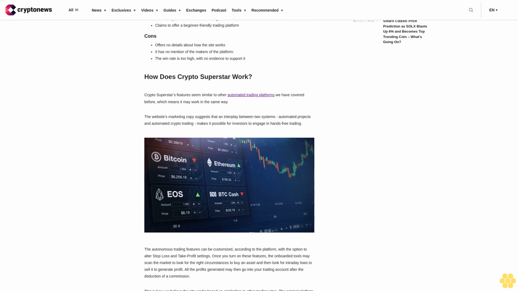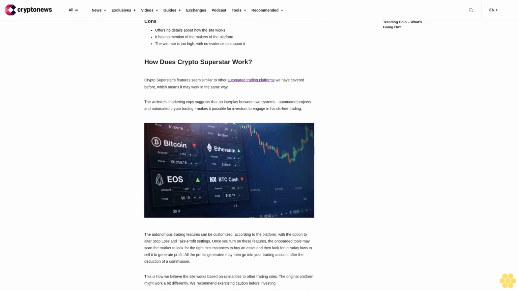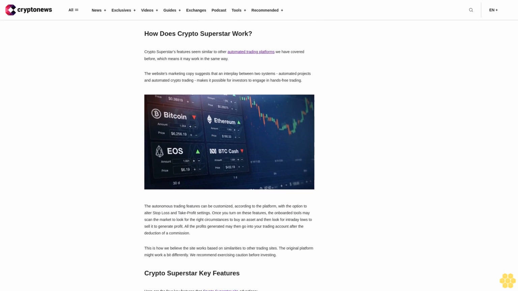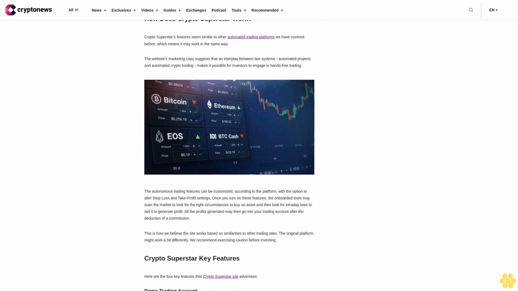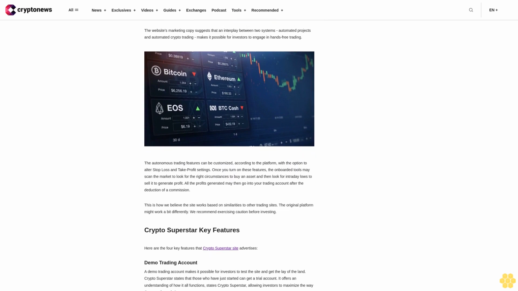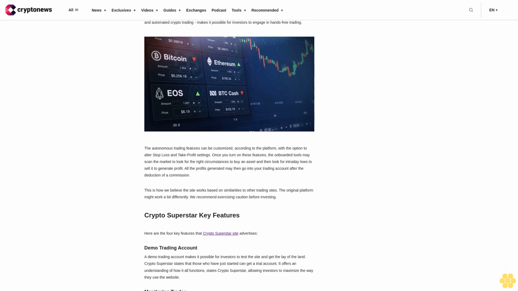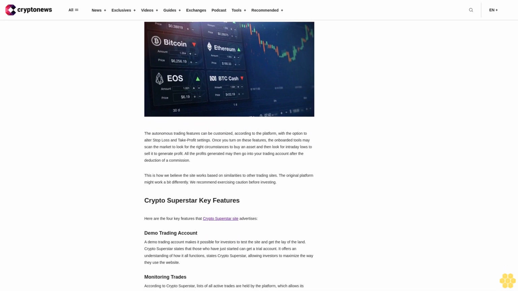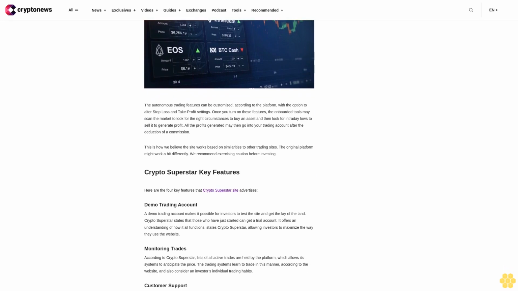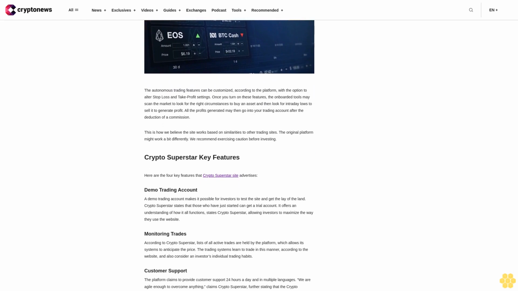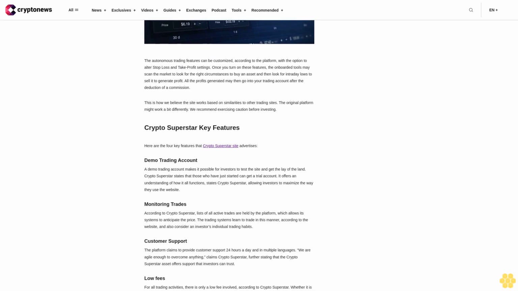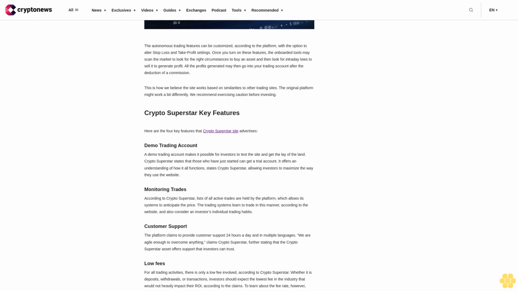How does Crypto Superstar work? Crypto Superstar's features seem similar to other automated trading platforms we have covered before, which means it may work in the same way. The website's marketing copy suggests that an interplay between two systems, automated projects and automated crypto trading, makes it possible for investors to engage in hands-free trading. The autonomous trading features can be customized, with the option to alter stop loss and take profit settings. Once you turn on these features, the onboarded tools may scan the market to look for the right circumstances to buy an asset and then look for intraday highs to sell it to generate profit. All the profits generated may then go into your trading account after the deduction of a commission. This is how we believe the site works, based on similarities to other trading sites. The original platform might work a bit differently. We recommend exercising caution before investing.